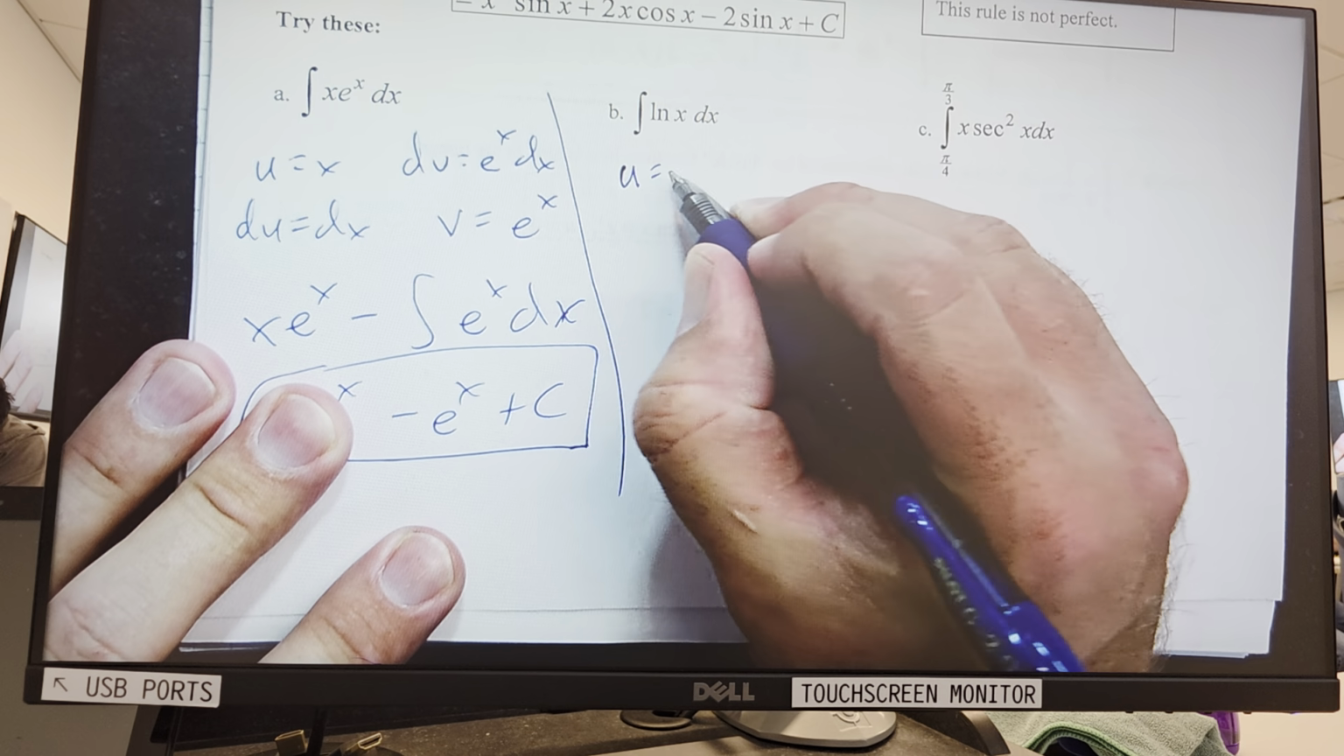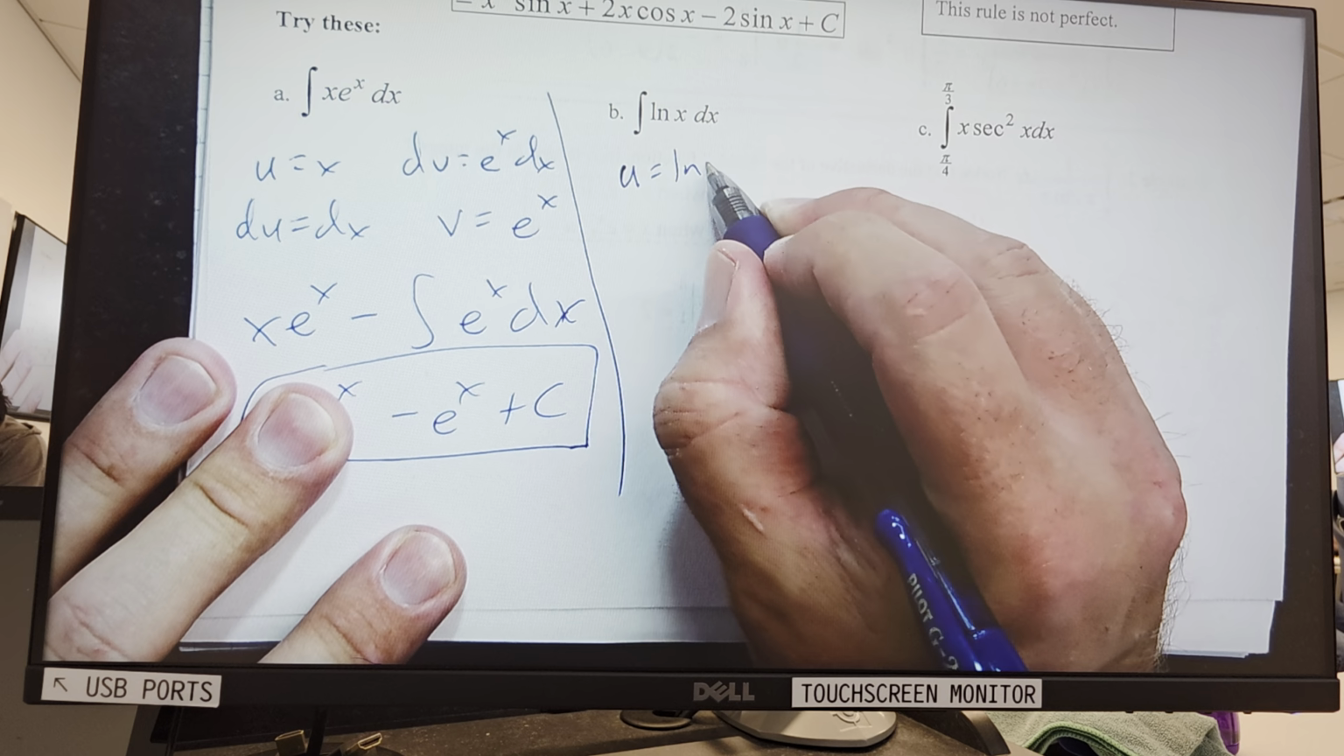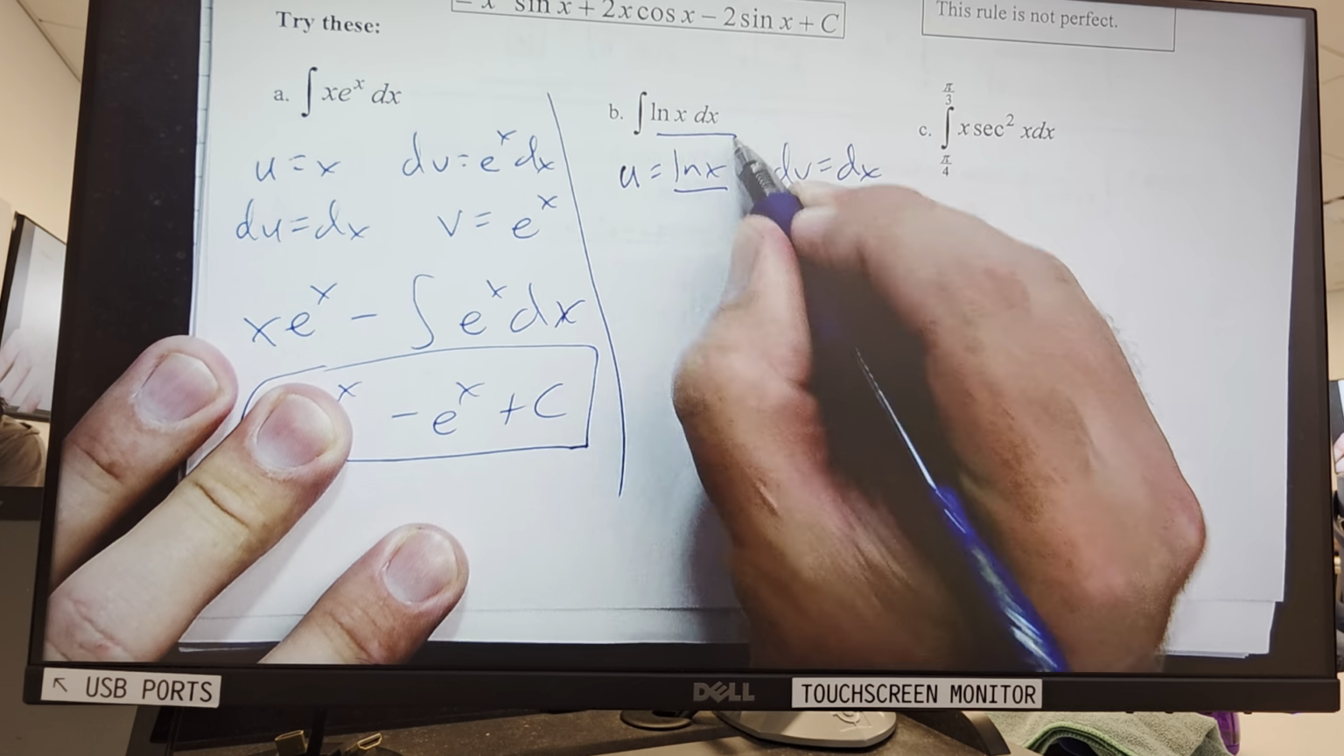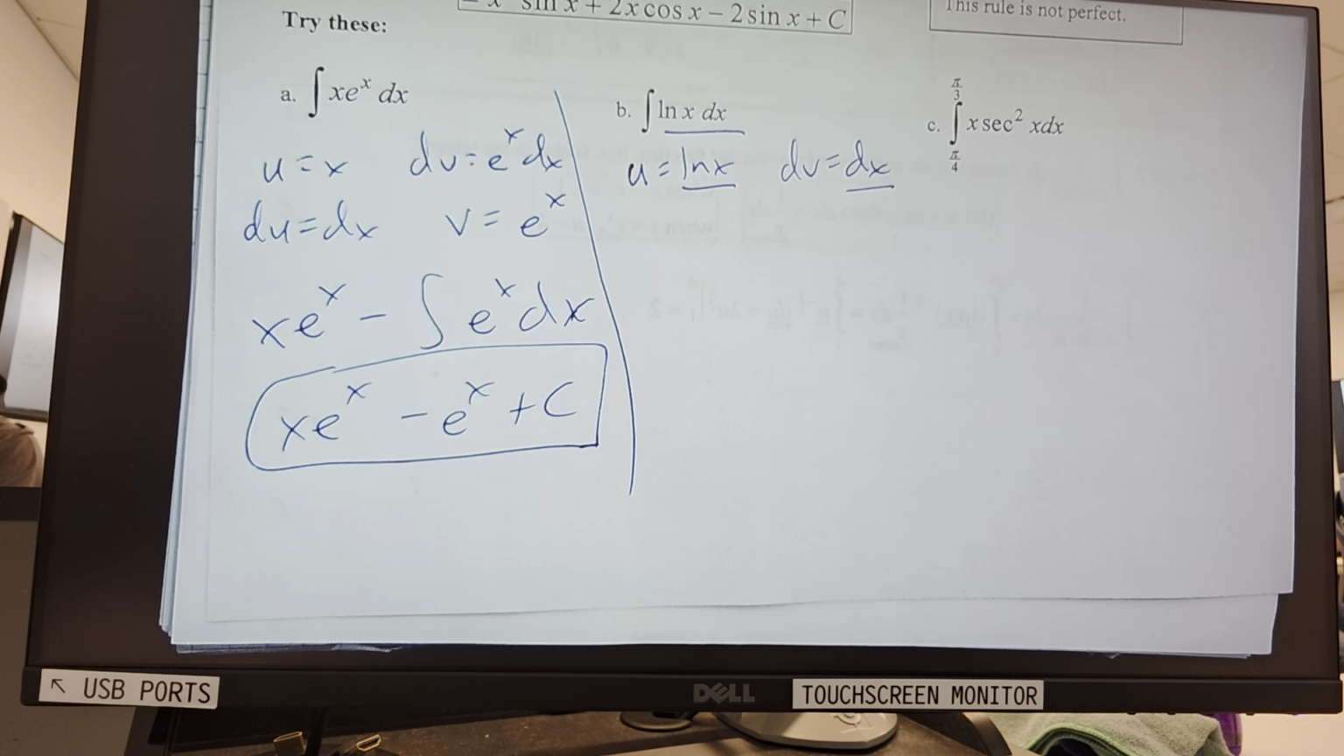So what does u have to be then? Yeah, and dv has to be the other piece. So together, they recreate what was in there. All right, keep going.